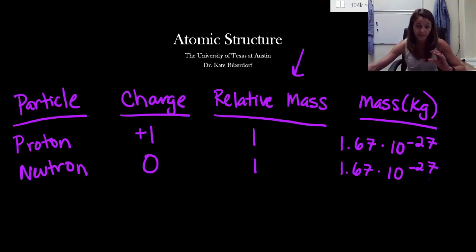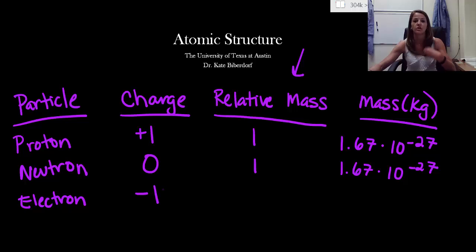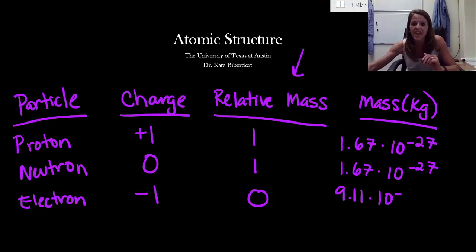Now, a proton and a neutron are considered giant when we are ranking them against an electron. So an electron, hopefully we know this, has a charge of negative 1. This is our negatively charged particle. Our relative mass compared to a proton and a neutron is 0. So when we're talking about the three particles, we say that an electron has a mass of 0. Obviously that's not the case. It definitely has a mass, but we'll see in just a second that its mass is actually 9.11 times 10 to the negative 31st kilograms. So relative to a proton and a neutron, it does have a mass of 0. It's just non-existent in the grand scheme of things.